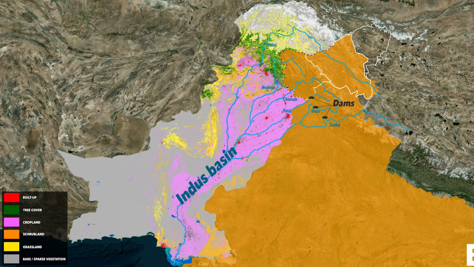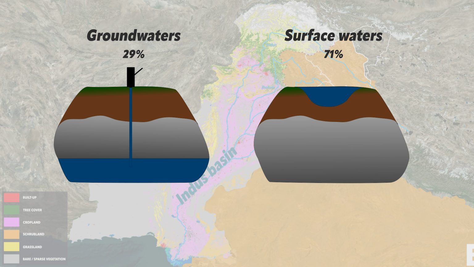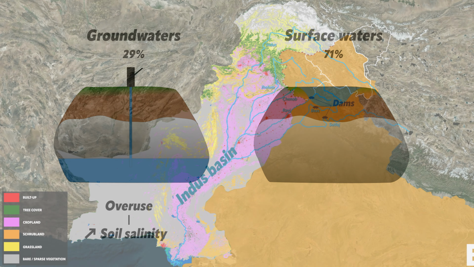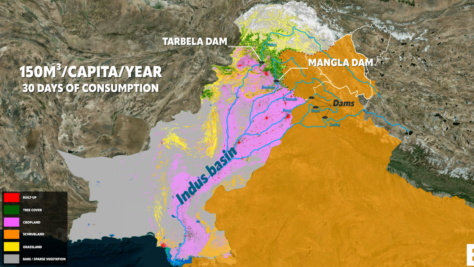In fact, Pakistan's water resources are already poorly managed. 29% of the water used comes from groundwater and 71% from surface water. However, groundwater is being overexploited, leading to an increase in soil salinity, which is affecting agriculture. 4.5 million hectares are salinized, half of it in the Indus Basin. Pakistan also currently has very little water storage capacity. Pakistan stores 150 cubic meters per capita per year, or only 30 days of consumption. The only two reservoirs, at Tarbela and Mangla, are also suffering from silting, causing them to lose between 20 and 32% of their storage capacity due to sediment buildup.